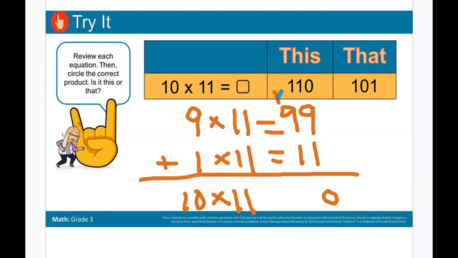I'm going to regroup that group of 10. 90 plus 10 more is 100, plus 1 more group of 10 is 110. So I know 110 would be my answer on this one.